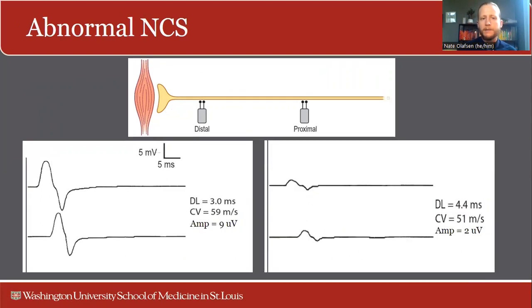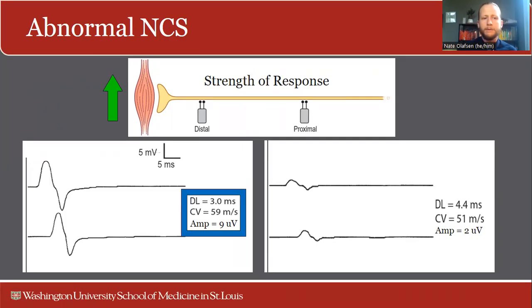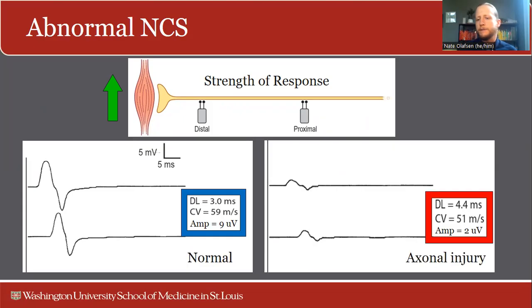Similarly, we would want to assess the amplitude, the strength of the response of our stimulation. In the bottom left, you can see the amplitudes are much higher, the height of the response is bigger than it is on the right. Amplitude of, say, 9 versus amplitude of 2. This could be suggestive potentially of an axonal injury, where there's just less nerve to conduct the electrical impulse to the target.